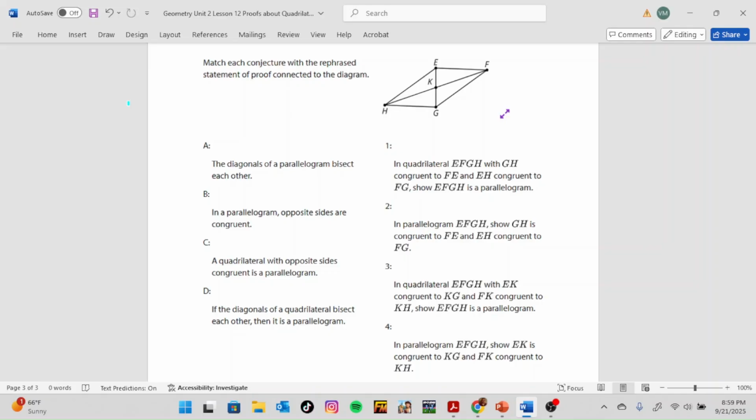So let's look at A. A says the diagonals of a parallelogram bisect each other. So when we're talking diagonals of a parallelogram, we're talking about EG and HF.